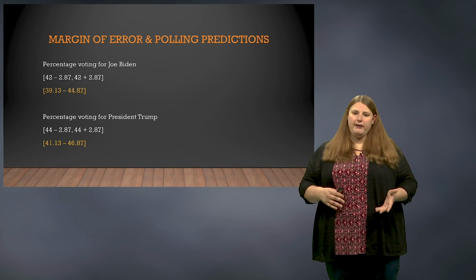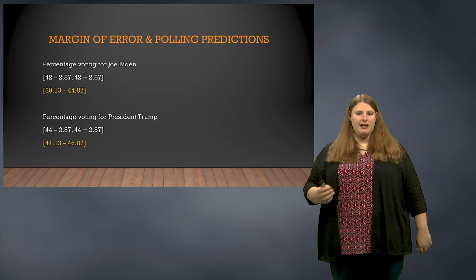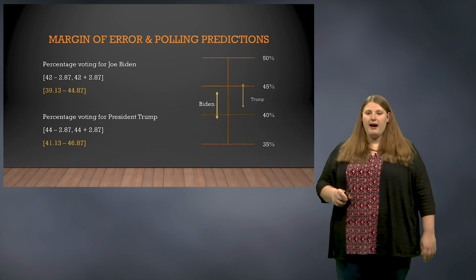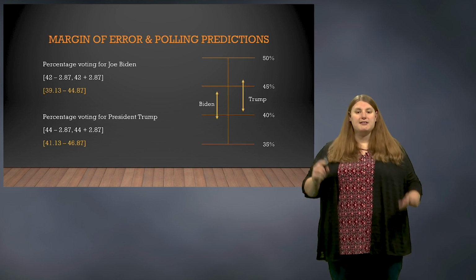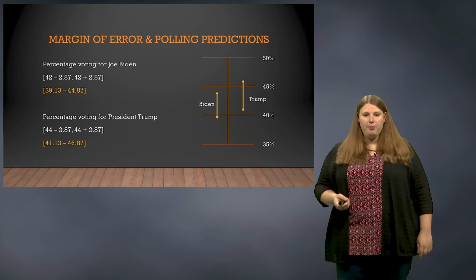So again, based on polling data, President Trump would receive somewhere between 41 and 47% of the vote if held nationwide the day of the poll. Now, graphing this one out, I can see that both arrows clearly overlap with one another. This is where the margin of error becomes so important.